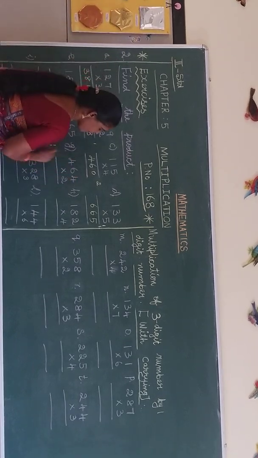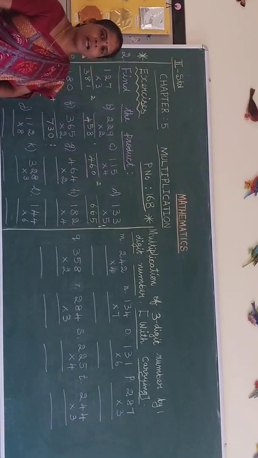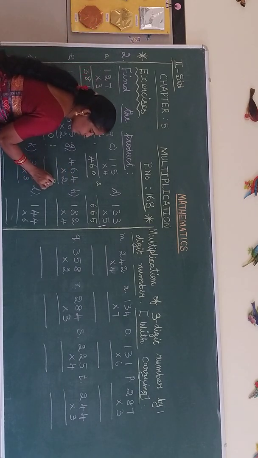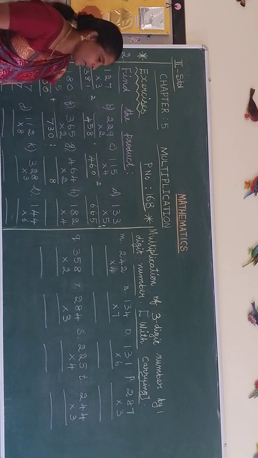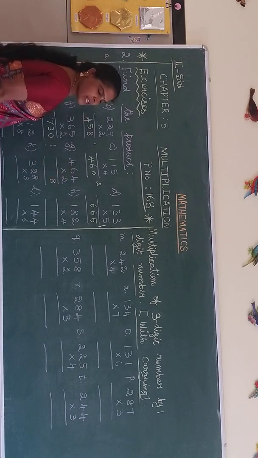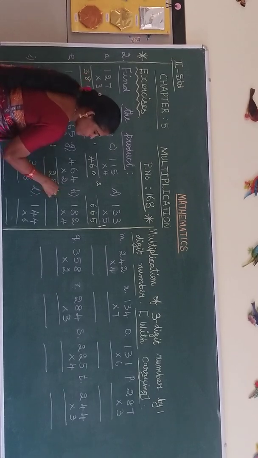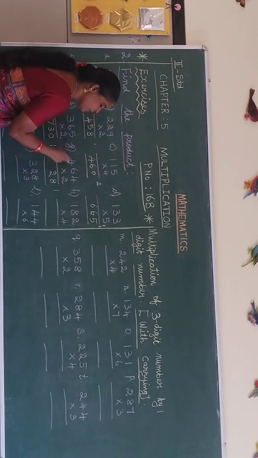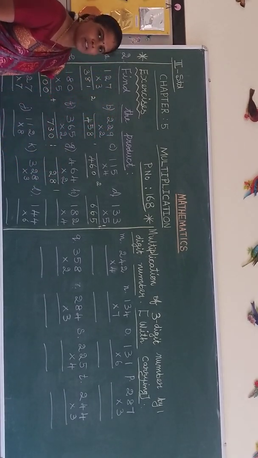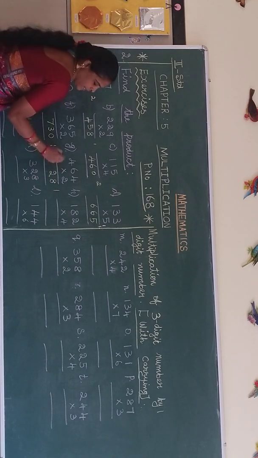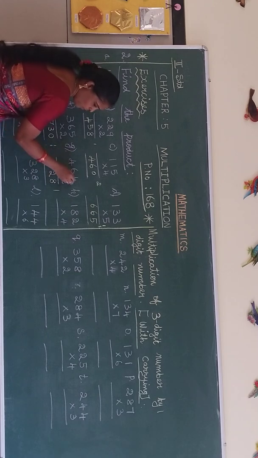Come to 464 multiplied by 2. 2 4s are 8. And 2 6s are 12. In this 12, 2 in the ones place, 1 carry over. And 2 4s are 8. With this 8, you can add the 1. So 8 plus 1, 9.